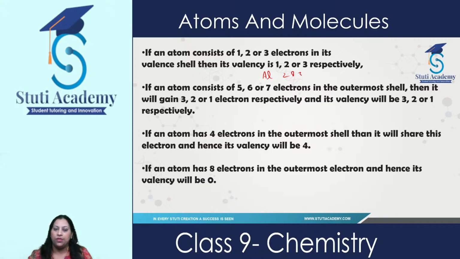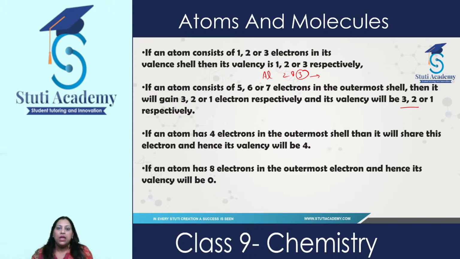Aluminium 2, 8, 3. So it has 3 electrons in its valence shell. So its valency is 3. Okay. So if an element has 5, 6, or 7 electrons in its outermost shell, its valency is 3, 2, or 1. No need to learn these things. If you know how to write electronic configuration, you can easily find out their valency. So it's very easy, that I'll discuss later with you.